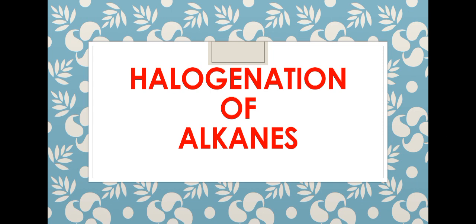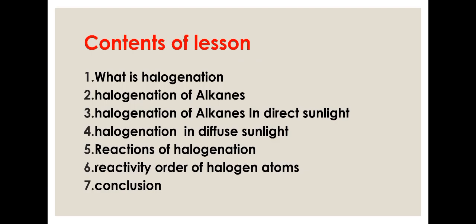Halogenation of alkanes. First of all, we discuss the content of the lesson. We should know what halogenation of alkanes is. In the third point, we will discuss halogenation of alkane in direct sunlight, and then halogenation in diffuse sunlight, and then the reaction of halogenation and reactivity of halogen atoms. In the last, we will discuss the conclusion.